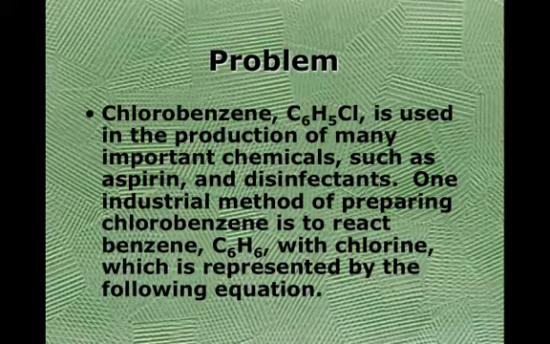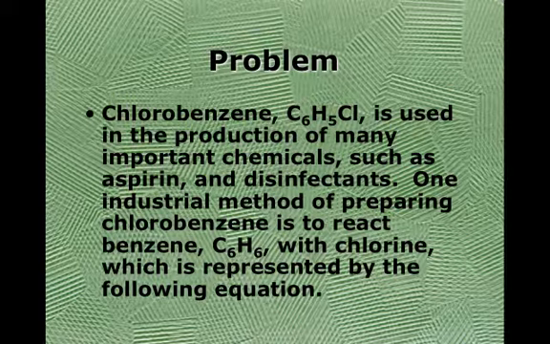Chlorobenzene is used in the production of many important chemicals such as aspirin and disinfectants. Now, isn't that a little sketchy that you're ingesting aspirin, but you probably don't want to ingest the disinfectants, but it's made from the same thing. Okay, but it does go through several different processes.